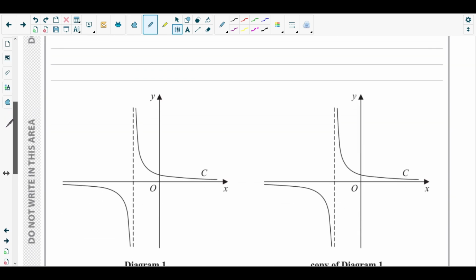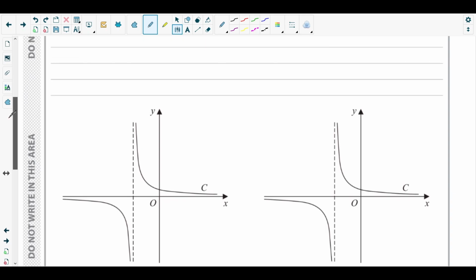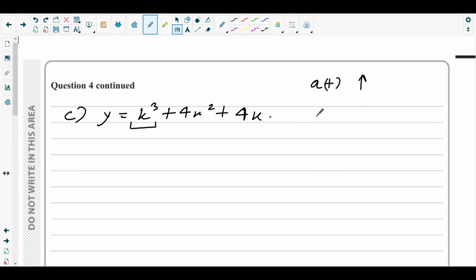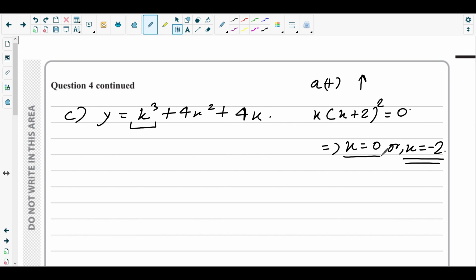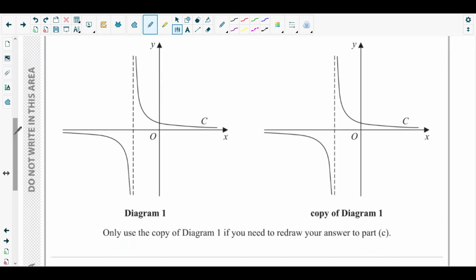Then figure out the points where it is intersecting the x-axis. In its factorized form, we got x times (x plus 2) whole squared. If it intersects the x-axis, the y value would be 0. So either x equals 0 or x equals -2. x equals -2 is basically a repeated root. In a repeated root, the curve will bounce back, right? And at the origin, it will intersect the x-axis, but at x equals -2 it will just touch the x-axis and it will be an increasing curve.